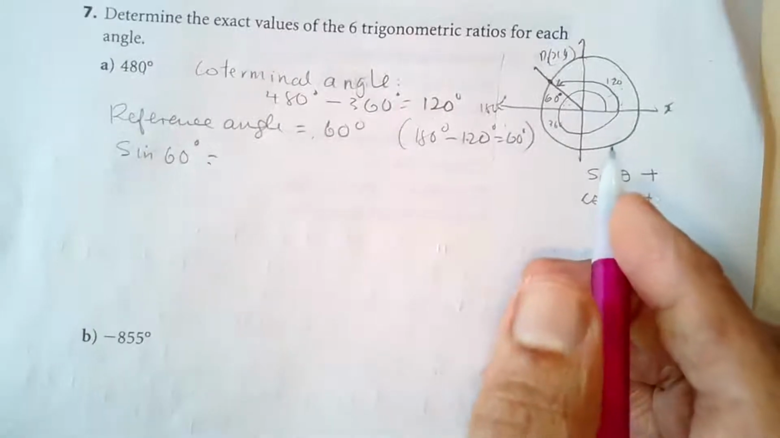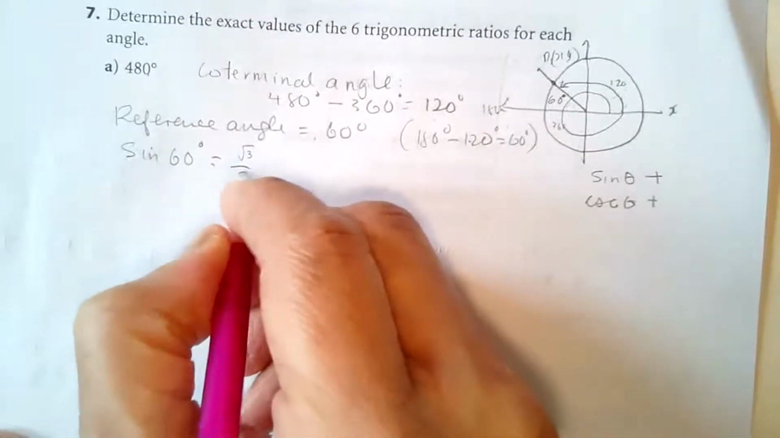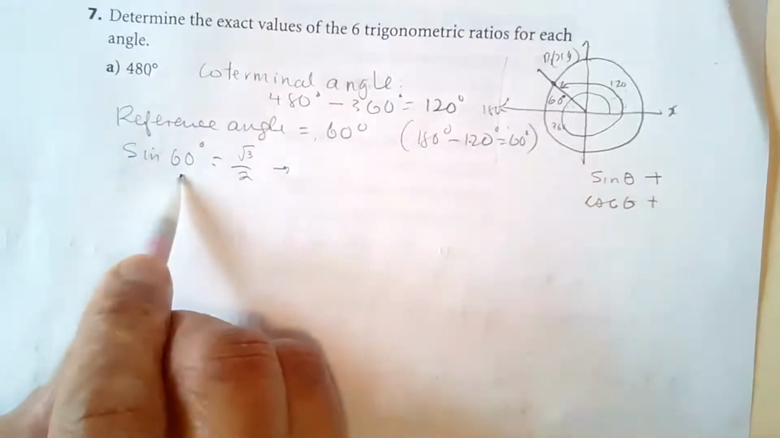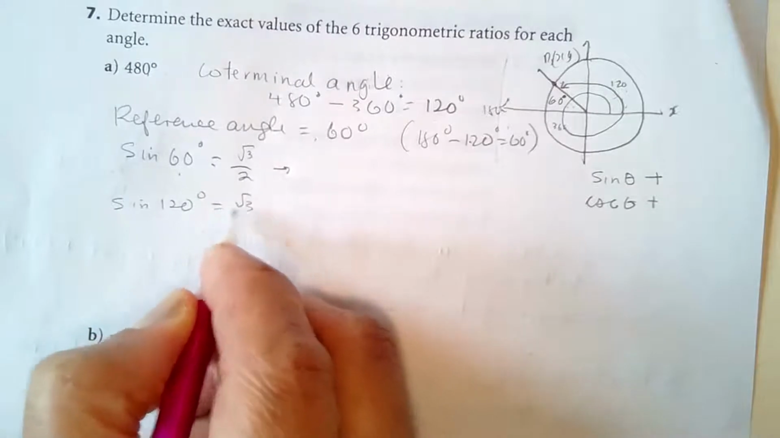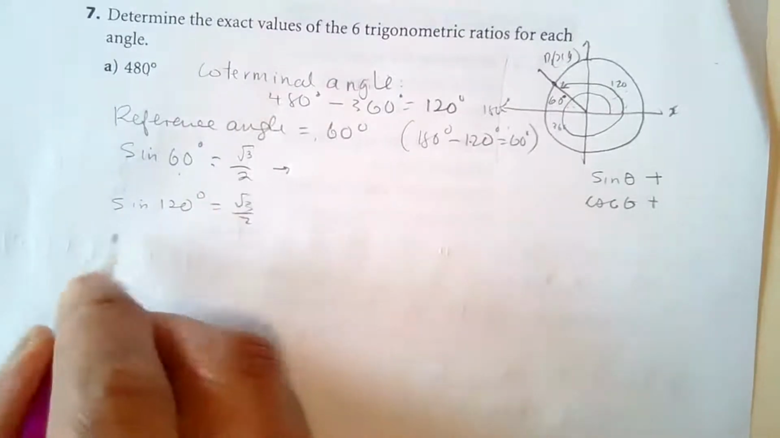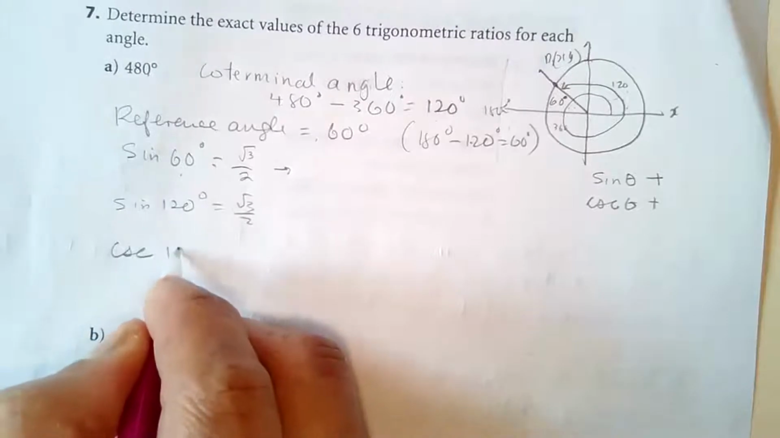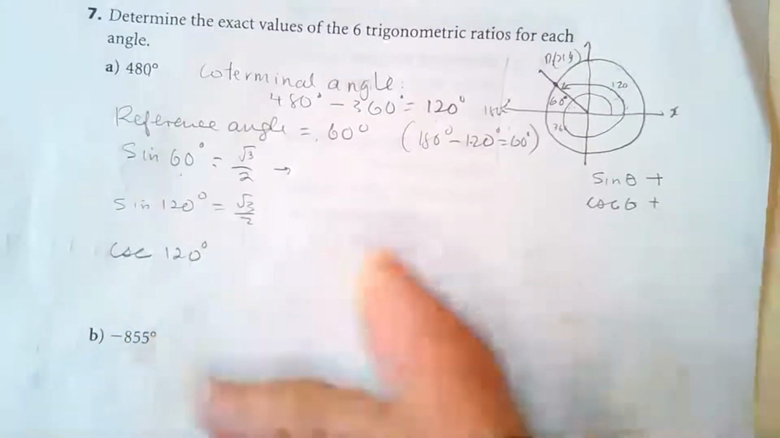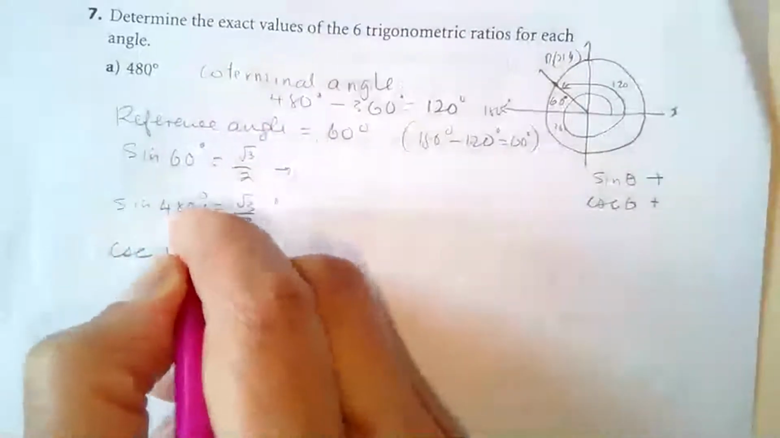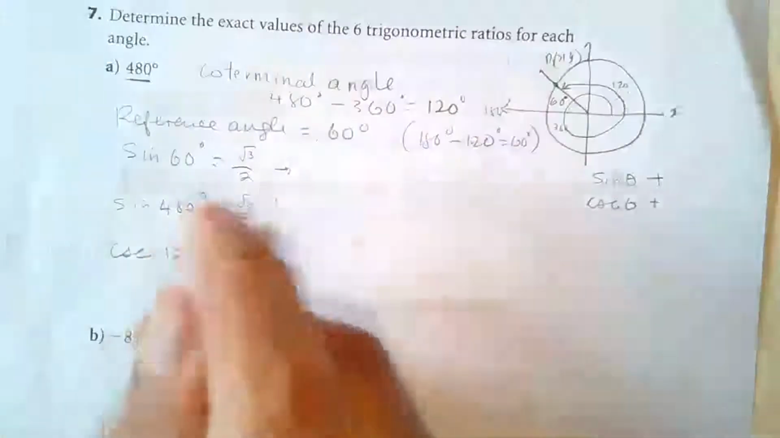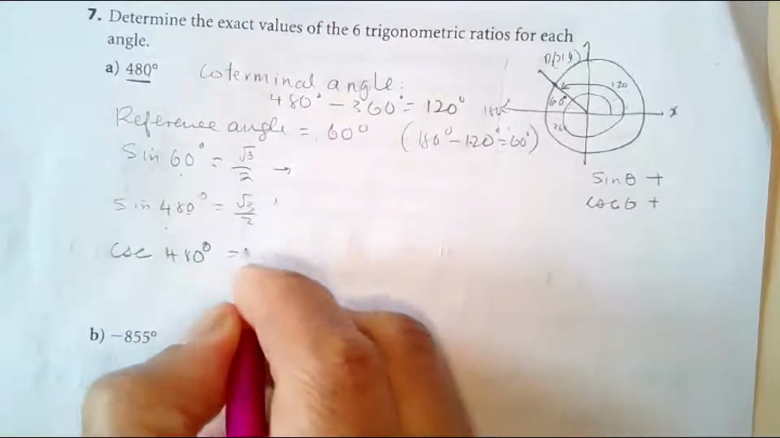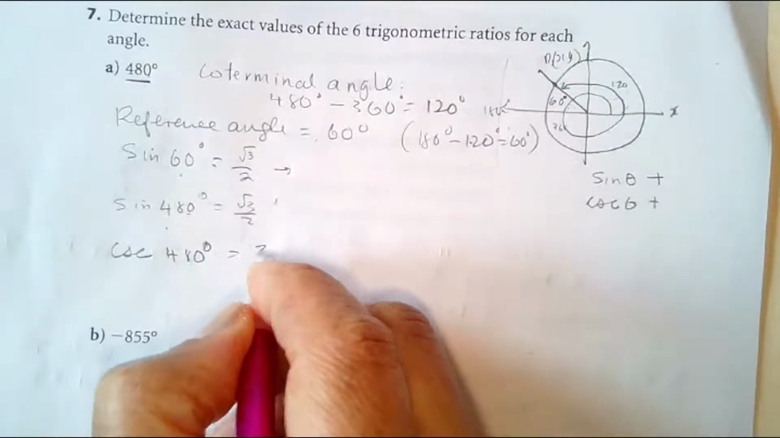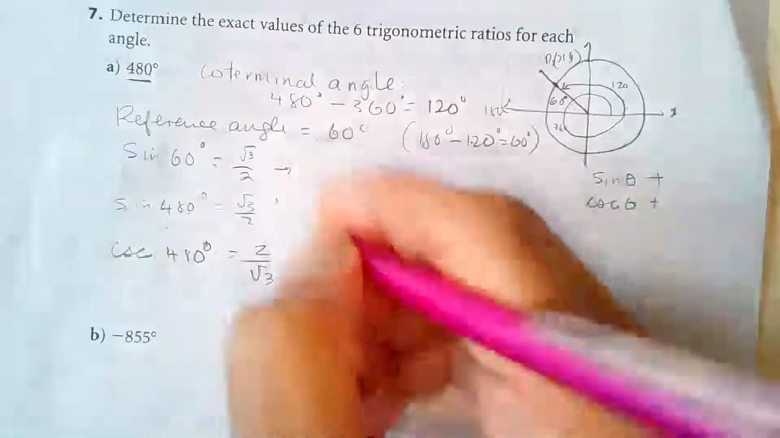So sine is root 3 over 2. So now we have, sine 120 degrees is root 3 over 2. And cosecant 120 degrees, or I should say 480 degrees, because this is what we're looking at here. It's a coterminal angle. Now it's the reciprocal.